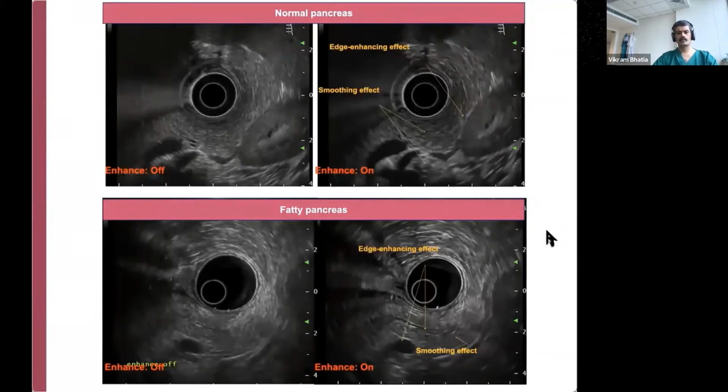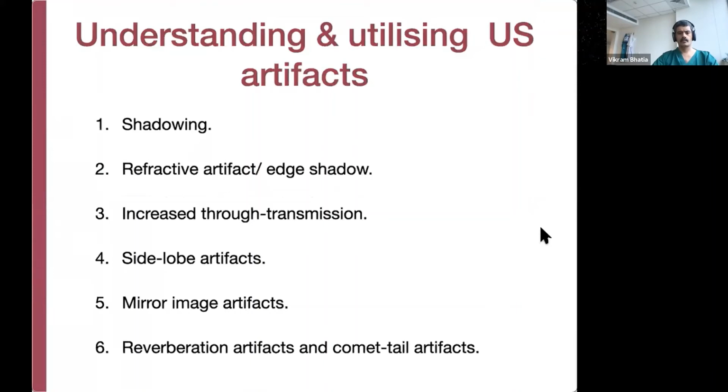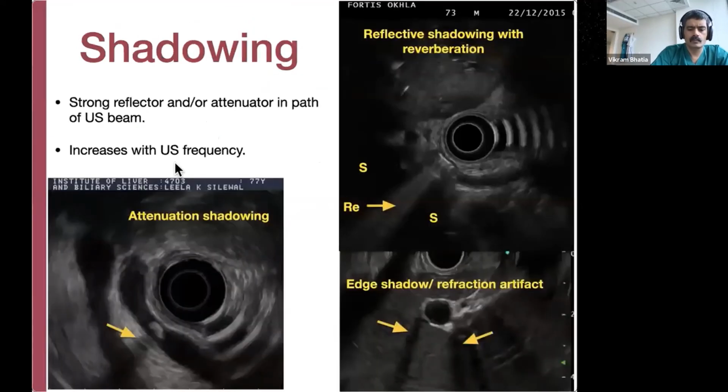We should also understand and utilize the ultrasound artifacts. This is very important because certain artifacts are to be eliminated and certain artifacts are to be appreciated or interpreted in a positive way. So we will be talking of shadowing, refractive artifact, increased through transmission, side lobe artifacts, and maybe reverberation artifacts as we go down. Shadowing is the most important artifact that the endosonographer encounters in almost every study. Shadowing is seen when a strong reflector and or attenuator happens to be in the path of the ultrasound beam.